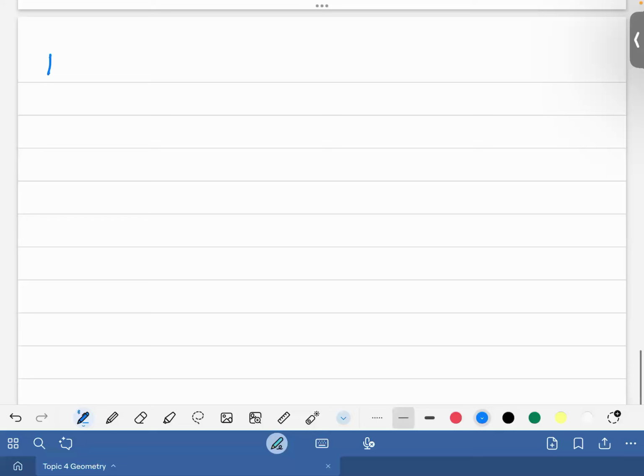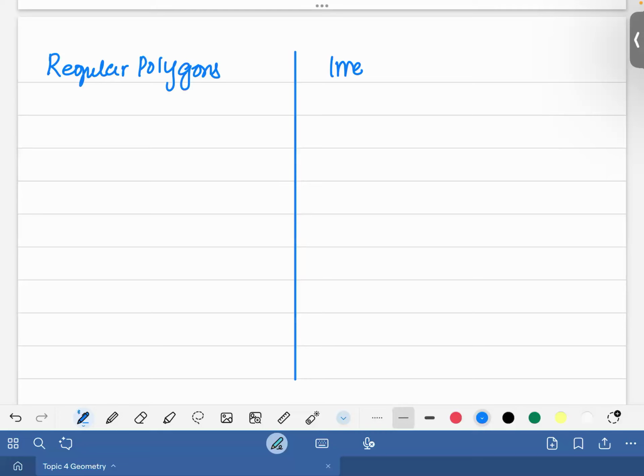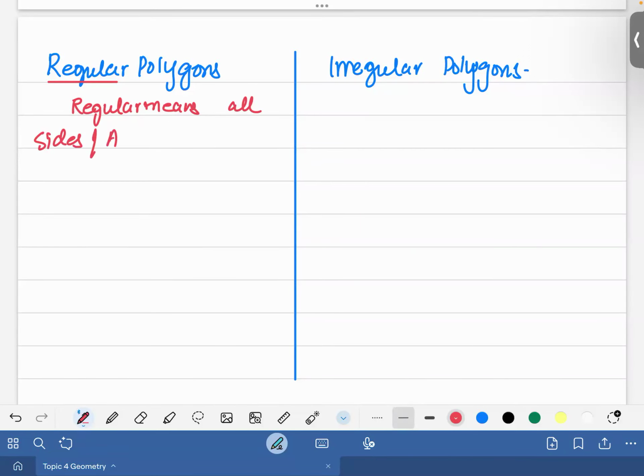Okay. Beta, we have regular polygons, and at the same time we have irregular polygons. But as the name indicates, something is regular in a regular polygon. So regular means all sides and angles are the same.